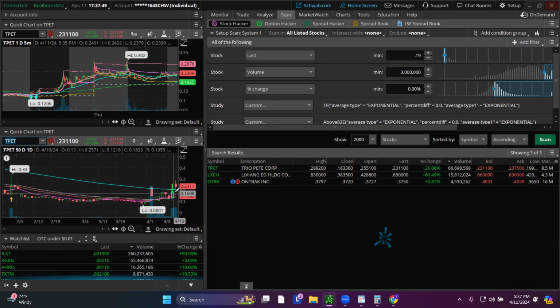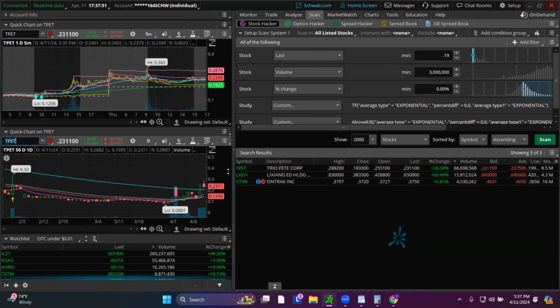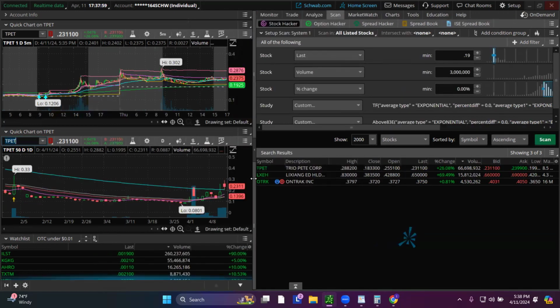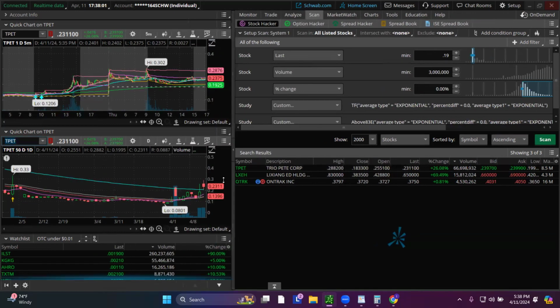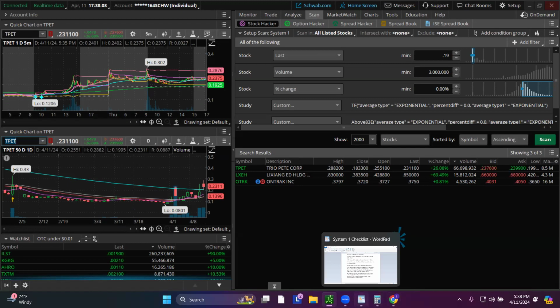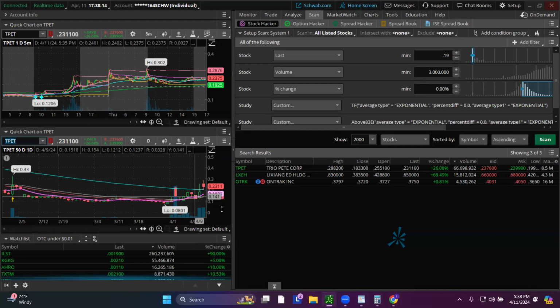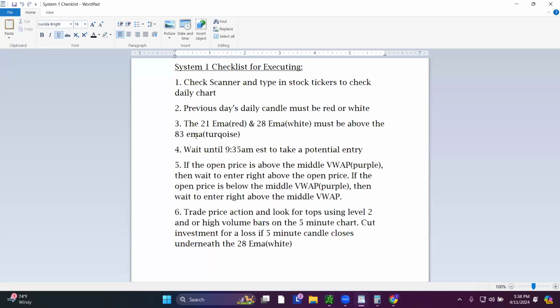This volume, can't see it. I'll have to drag this over. Okay, this volume was 63 million shares, so definitely over 3 million shares on that day. Let's put this back a little bit. Definitely over 3 million shares on the day. And look, if we look at the checklist, okay, check. Okay, let's look. Okay, yes, red or white. Okay, check.